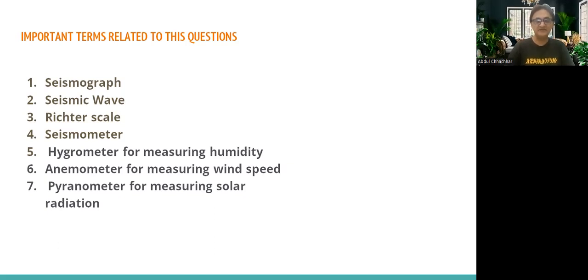hygrometer, anemometer, and pyranometer. So for these types of devices, you have to make a checklist and list at least 15 to 100 devices that help geologists to explore or study. These are what we call the tools or instruments in geography. This is the first question, and I have explained it to you.